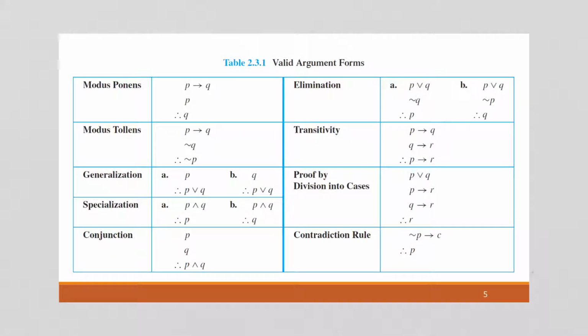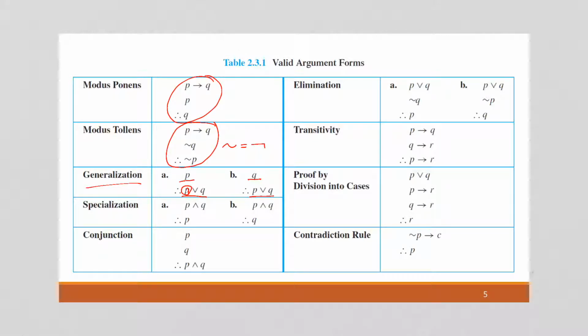So this is from the textbook, and I'm not going to go into great detail, but we've already seen modus ponens, and we've seen modus tollens now. Remember, the text uses a squiggly sign instead of a sideways L. Generalization is saying, if P is true, then I can conclude that P or Q is true, because I already know that P is true. Similarly, if Q is true, then P or Q is true.